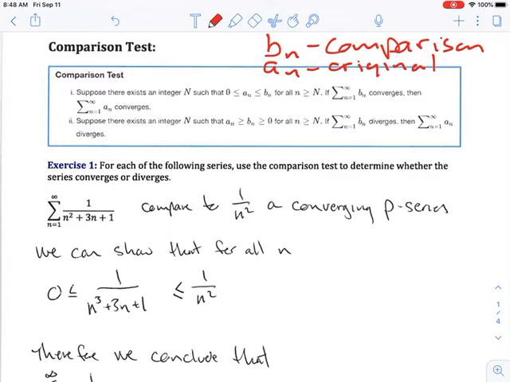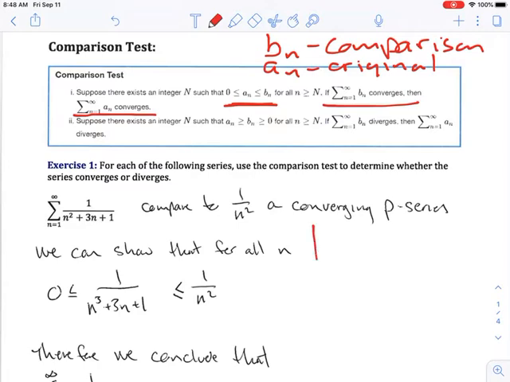If we take a look at this right here, this says that B sub n has to be greater than or equal to A sub n, which is greater than or equal to 0. If that's true, then if B sub n converges, then A sub n converges. The easiest way to understand this, I believe, is to think of it graphically.